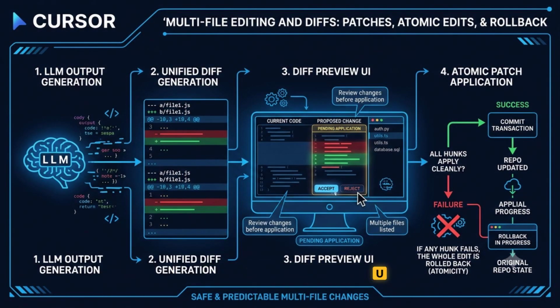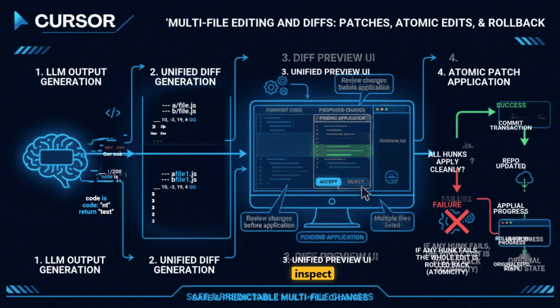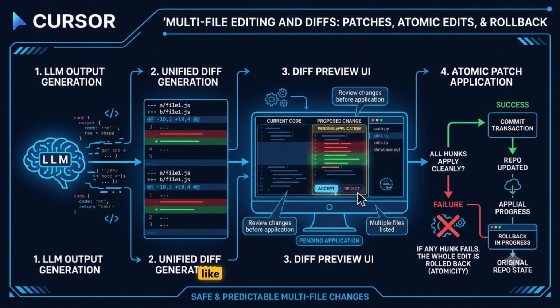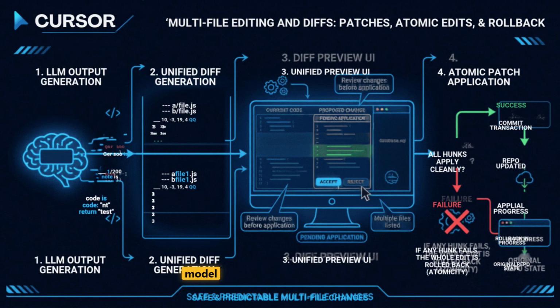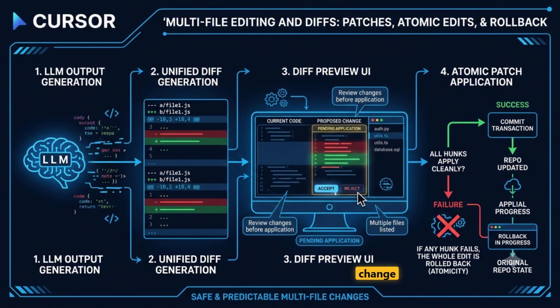This is the diff preview UI where you can visually inspect the current code against the proposed change for multiple listed files, like standard VS Code diff panels. A counterintuitive part of Cursor's design is that this entire preview runs locally in your editor before the model knows if you accepted the change.